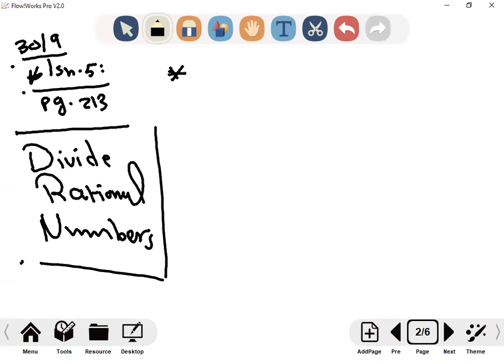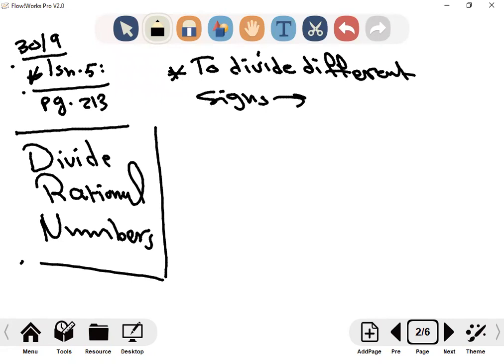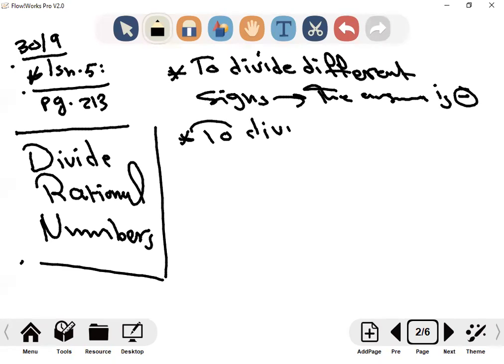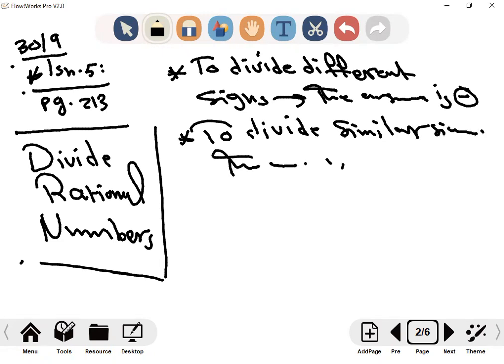Now, to divide different signs, the answer is negative. To divide similar signs, the answer is positive. So if you have different signs, put negative. If you have similar signs, the answer will be positive.